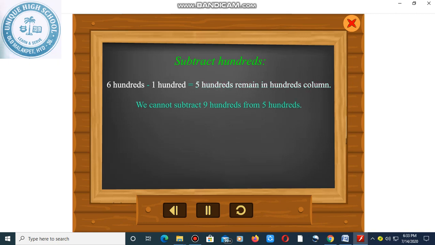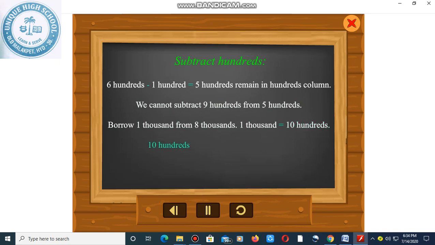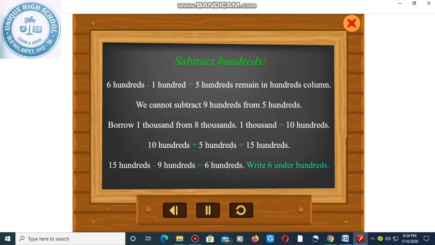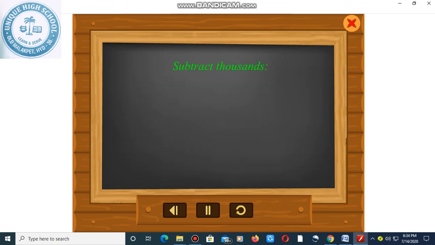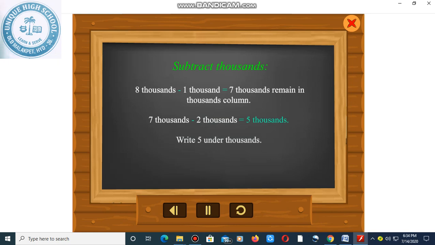We cannot subtract 9 hundreds from 5 hundreds. Borrow 1,000 from 8,000s. 1,000 is equal to 10 hundreds. 10 hundreds plus 5 hundreds is equal to 1,500s. 1,500s minus 9 hundreds is equal to 6 hundreds. Write 6 under hundreds. Subtract thousands. 8,000s minus 1,000 is equal to 7,000s remain in thousands column. 7,000s minus 2,000s is equal to 5,000s. Write 5 under 1,000. Therefore, 8,653 minus 2,985 is equal to 5,668.